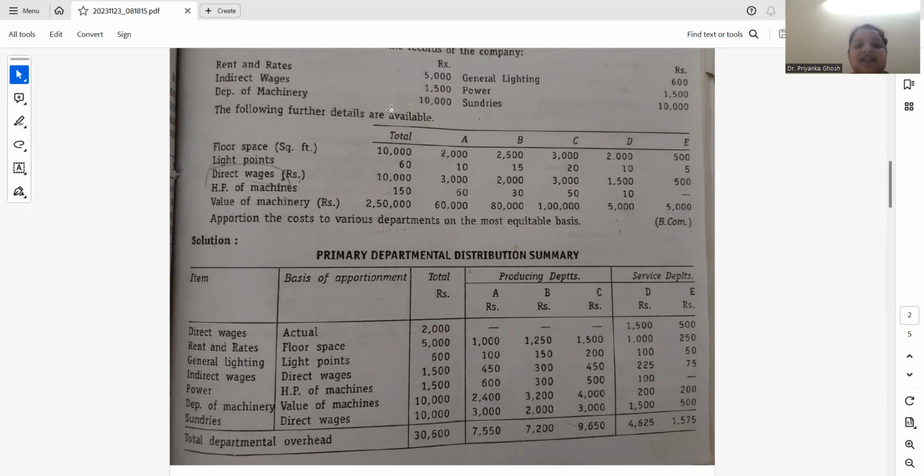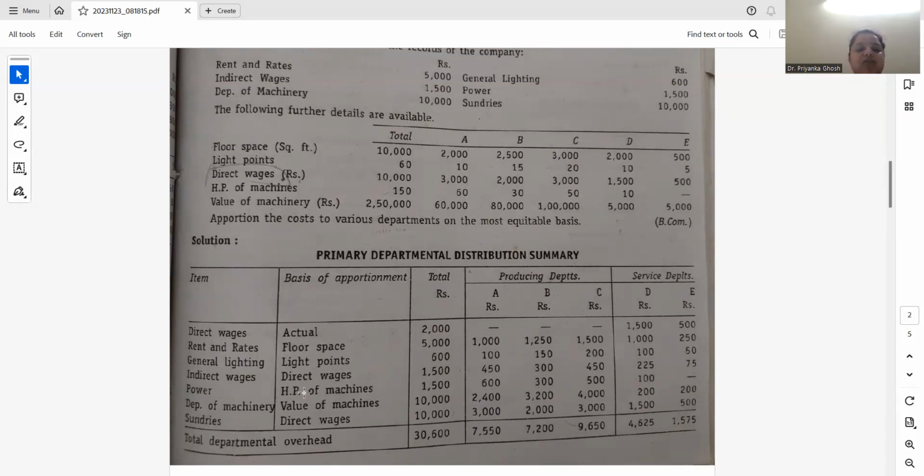After that, the next expense they have given is general lighting. For general lighting, I always told you, we have two parameters to distribute. The first one is the number of light points. If in the question the number of light points is not given, then we can go ahead with the square feet. As in this question the number of light points is given, we can directly distribute the general lighting by the number of light points. Here the ratios are given: 10 is to 15 is to 20 is to 10 is to 5. So based on that, we can distribute.